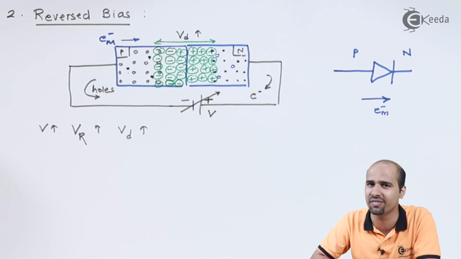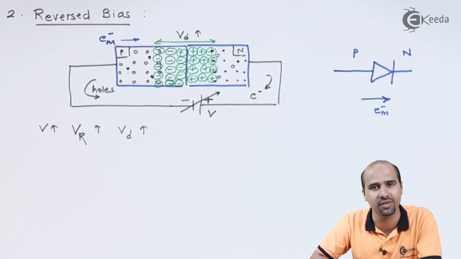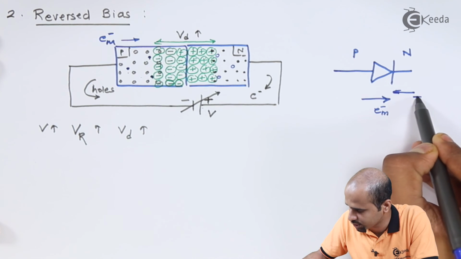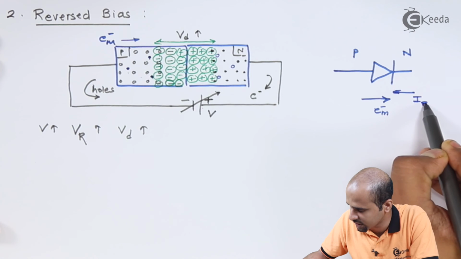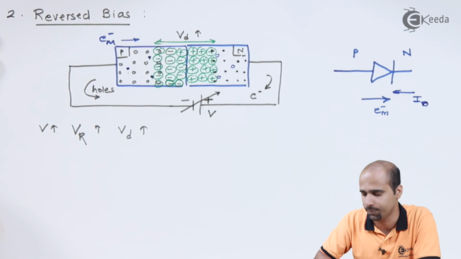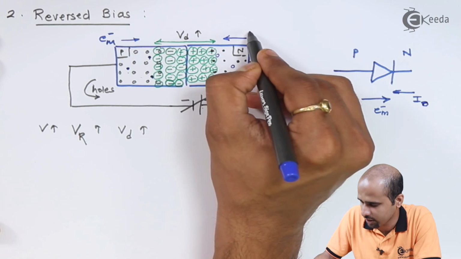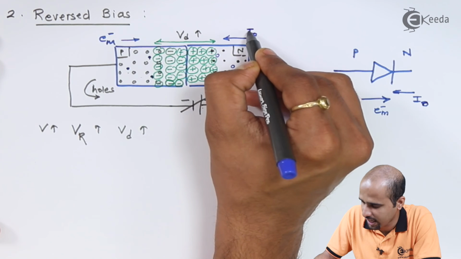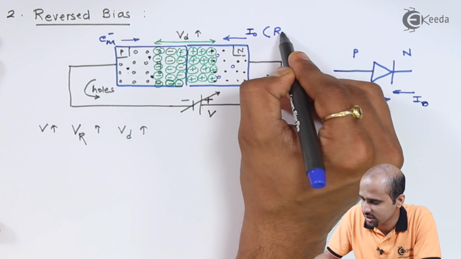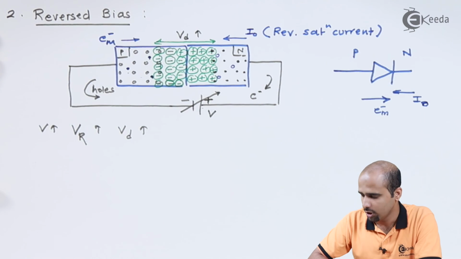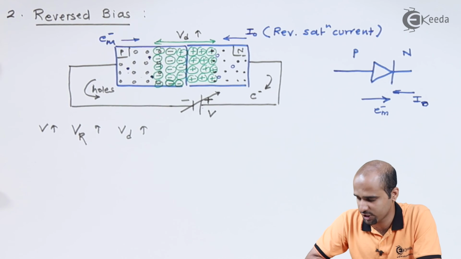If these numbers are very less as compared to majority charge carriers, then whatever current I will be getting will be very less, but in opposite direction. So current will move in opposite direction, and that is called reverse saturation current, that is denoted by IO. Current will move in this particular direction. I will represent this as IO, that is called reverse saturation current. So this is how the operation of reverse bias is.